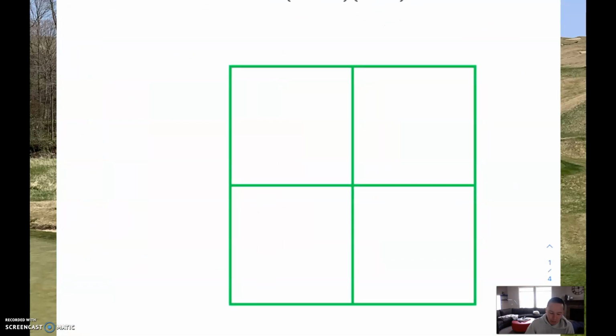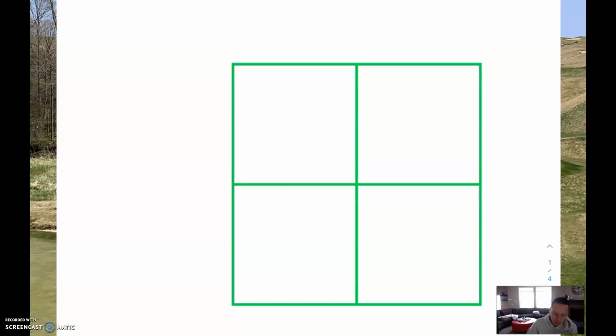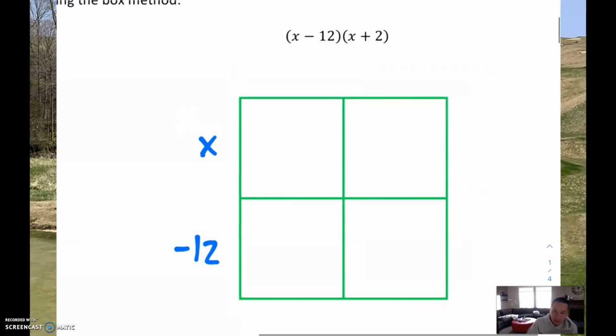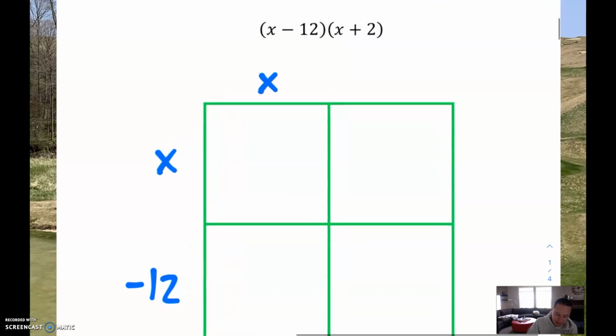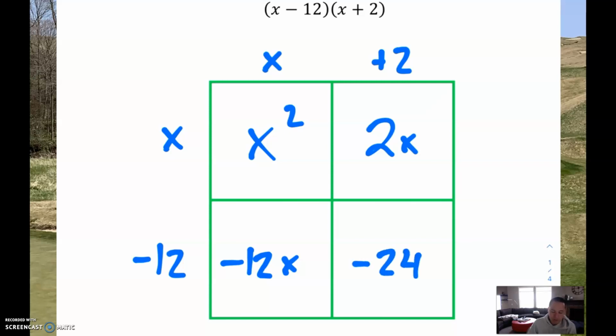Let's go ahead and do one more together. We have x minus 12 times x plus 2. So down the left side, we're going to have x minus 12. And going across the top, we have x plus 2. Now let's fill in the boxes by multiplying. X times x is x squared. X times a positive 2 is 2x. Negative 12 times x is a negative 12x. And negative 12 times positive 2 is a minus 24.